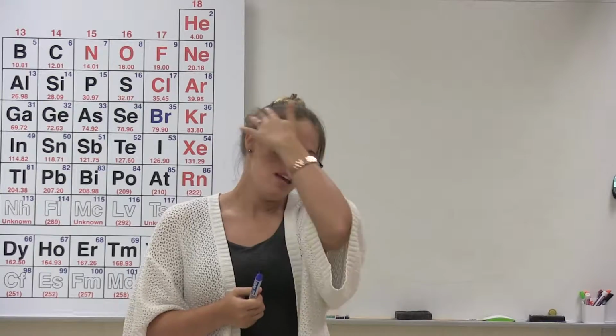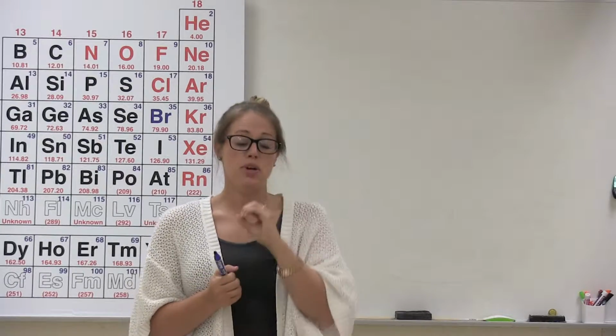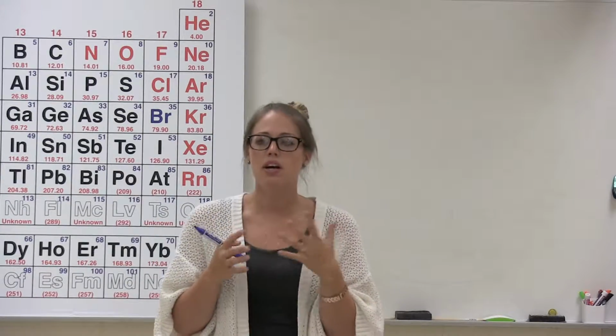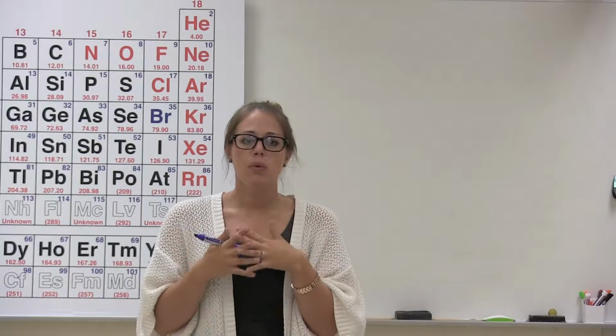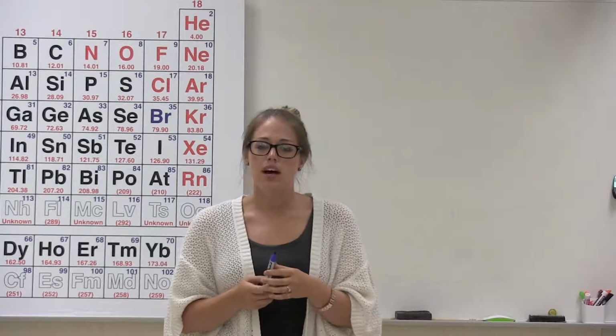This is Unit 3, Video 8, Periodic Trends. When we're looking at the way the periodic table is constructed, we're going to see a couple of trends across the periodic table. The first trend we want to look at is something called shielding.